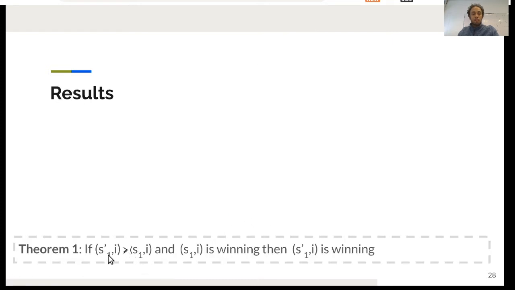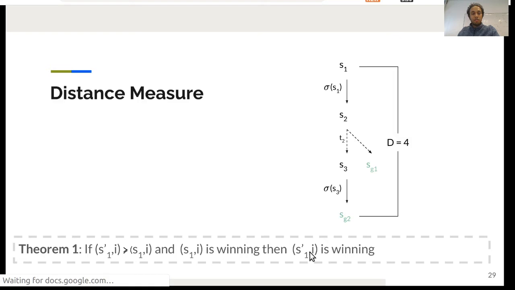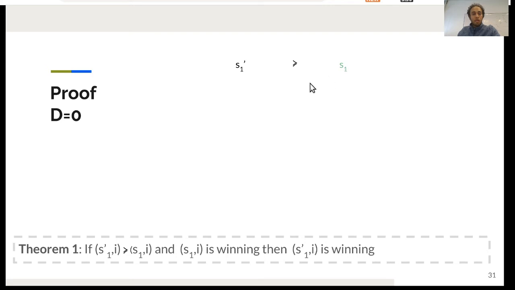One of the key results is that if a configuration simulates another and the smaller configuration is winning, so is the higher one. We prove this by induction on what is called the distance measure, which is a natural number defined, for a given state and its winning strategy, as the length of the longest run until it reaches a goal state. Note that given S1 is winning, D is finite. We prove this theorem by induction on D, which is the distance.